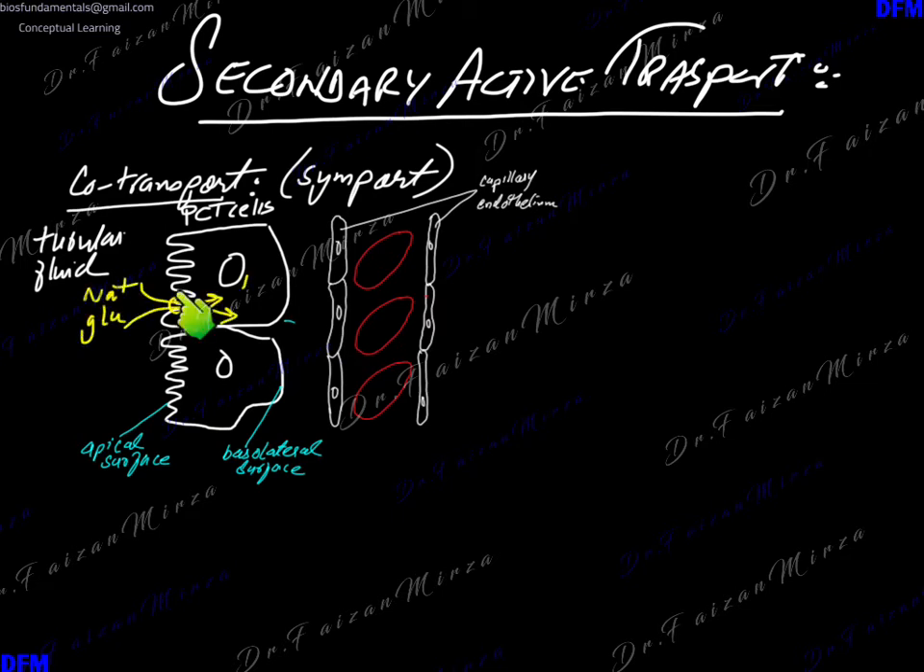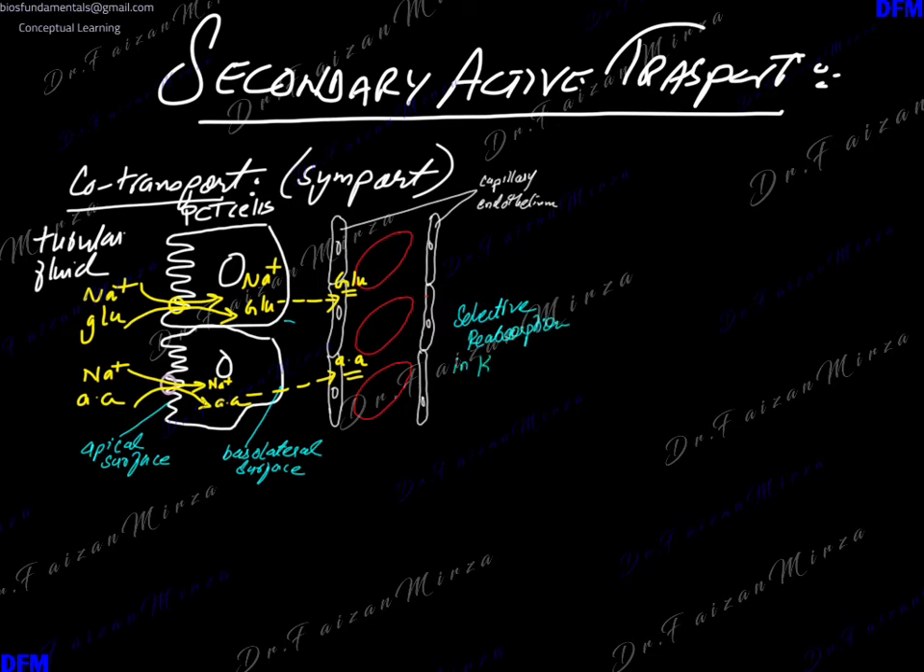There are transport proteins here which are co-transporters, sodium and glucose co-transporter, which allows sodium and glucose to enter together inside the cell. Once sodium and glucose enter inside the cell, they can then move into the blood by diffusion. Similarly, you have sodium and amino acid co-transporters present in the same membrane, and again sodium and amino acid can get absorbed. So this is how selective reabsorption of these solutes occurs in your kidney tubules using secondary active transport. Here the energy from ATP is not directly used. The energy was stored in the electrochemical gradient.